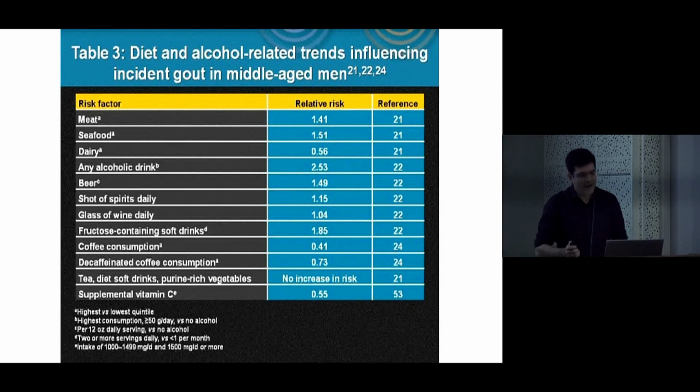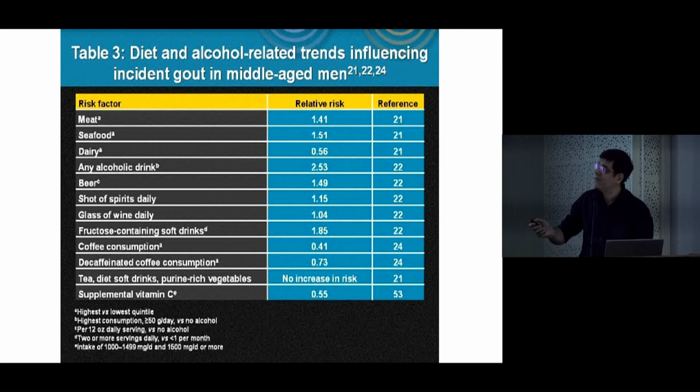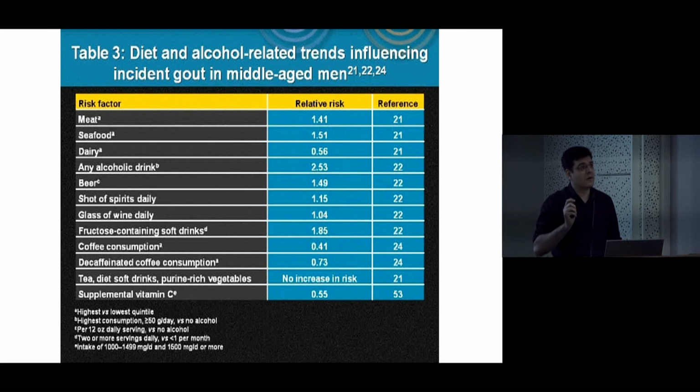Also addressing the diet. So red meat, seafood, alcohol, especially beer, high fructose containing soft drinks, these are all agents which are going to increase the uric acid. So telling them to cut down on these things. A very important thing is that high purine rich vegetables does not increase the risk of gout. So we should not allow vegetarian patients to cut down on the protein intake in their vegetarian diet.